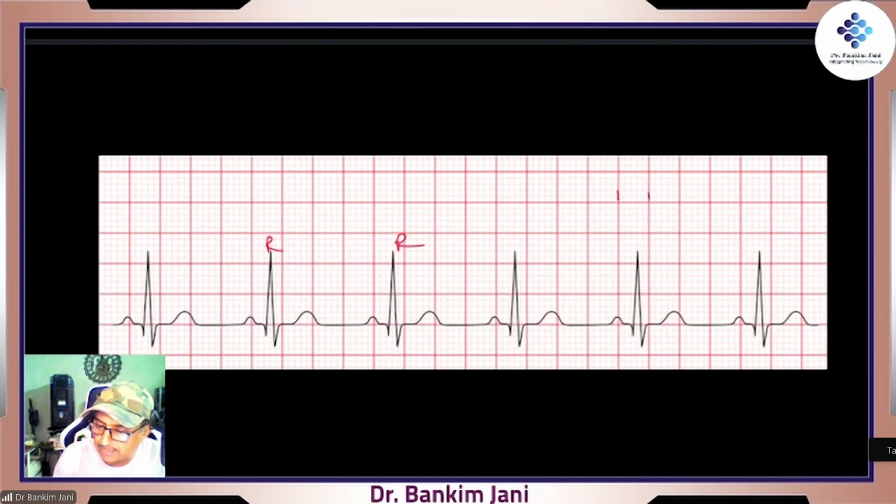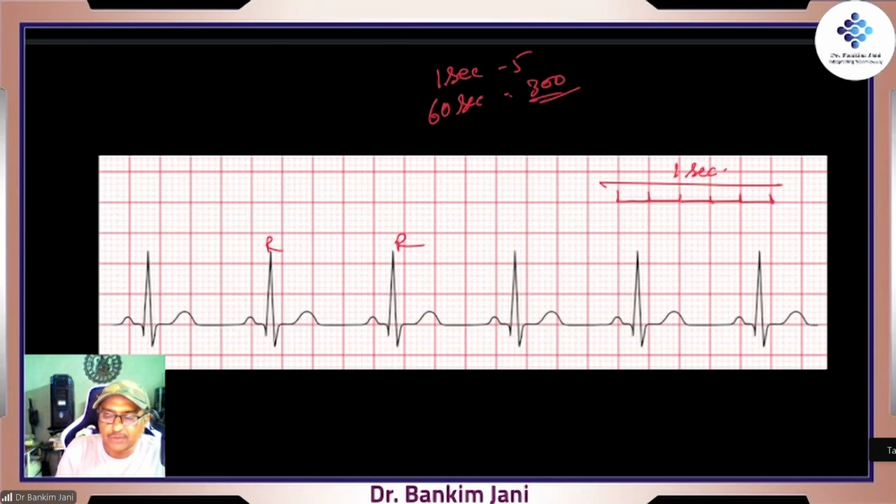So this is 5 mm, right? 2, 3, 4, 5. This much paper is going in 1 second, correct? So these are the big squares in 1 second: 1, 2, 3, 4, 5. So 1 second, 5 boxes; 60 seconds or 1 minute, 300 boxes. So all we need to do is 300 divided by the RR distance.